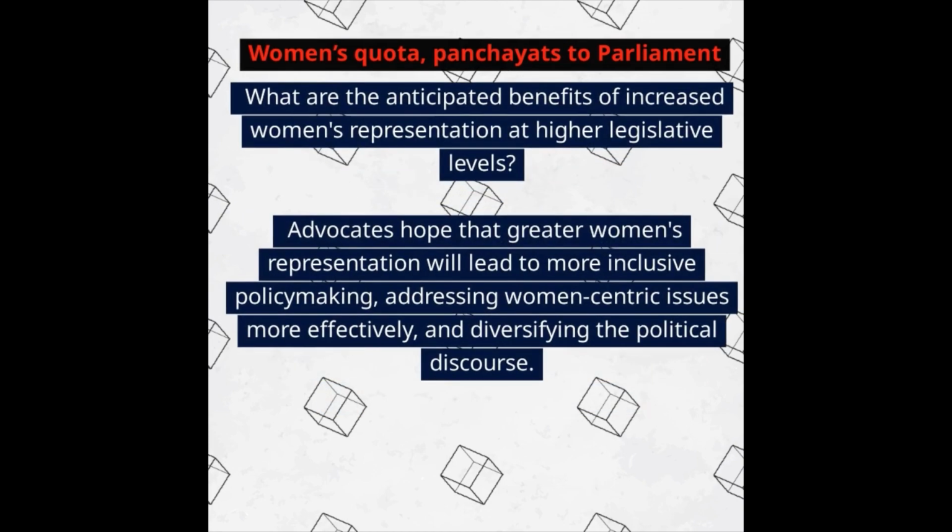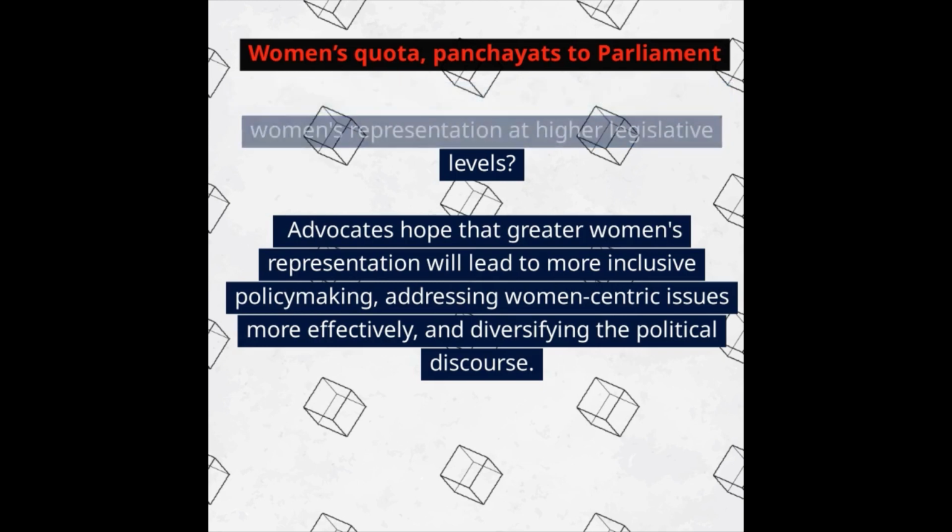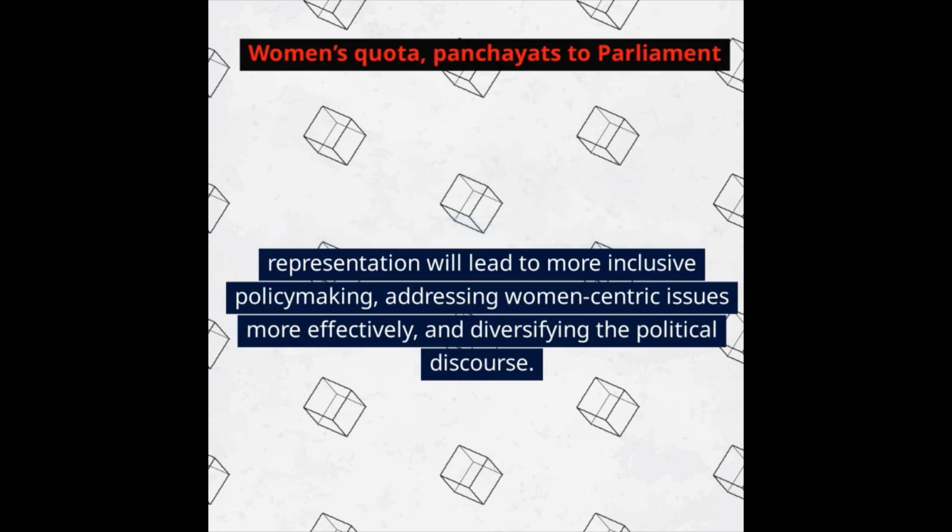What are the anticipated benefits of increased women's representation at higher legislative levels? Advocates hope that greater women's representation will lead to more inclusive policy making, addressing women-centric issues more effectively, and diversifying the political discourse.